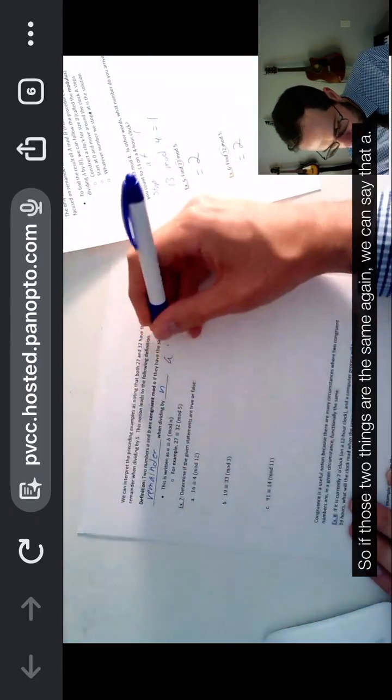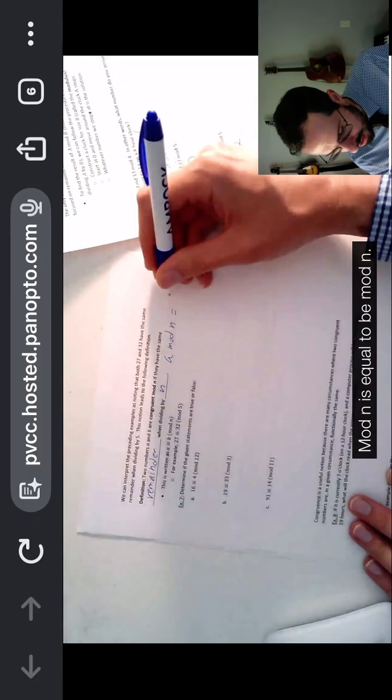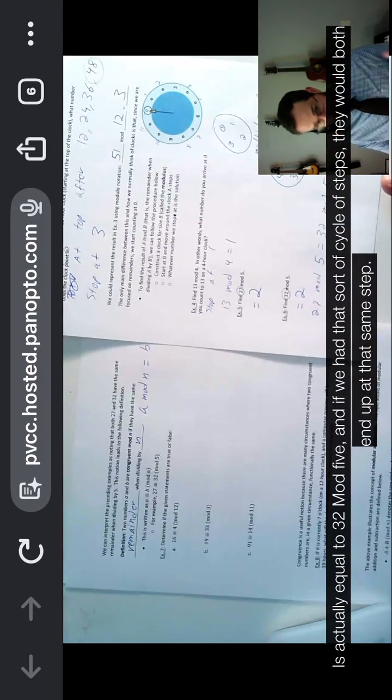So if those two things are the same, again, we could say that a mod n is equal to b mod n. So whatever remainder we get, like we note from that last example we just did, 27 mod 5 is actually equal to 32 mod 5. And if we had that cycle of steps, they would both end up at that same step. So they have that similarity to them. So they're, in a certain sense, very similar.